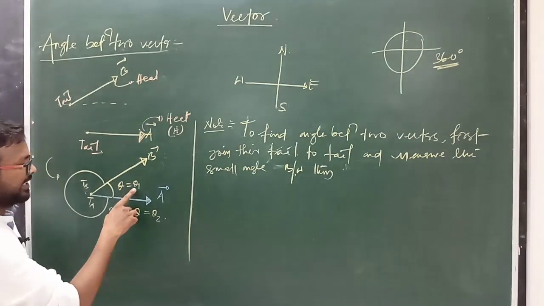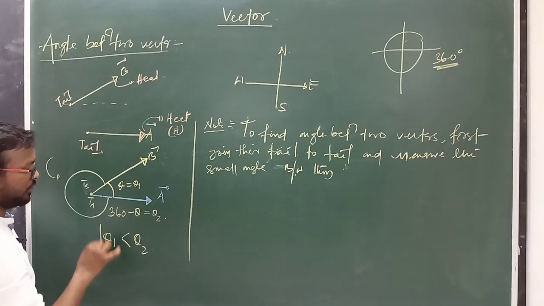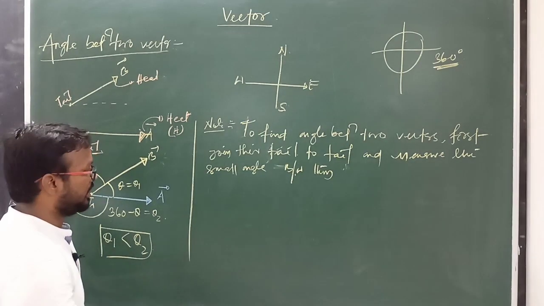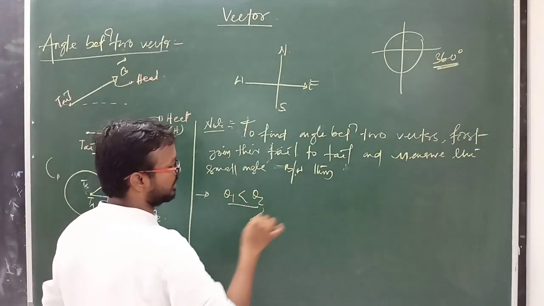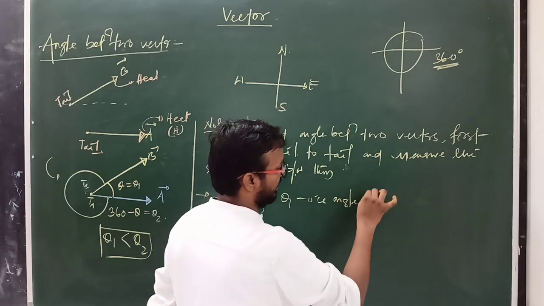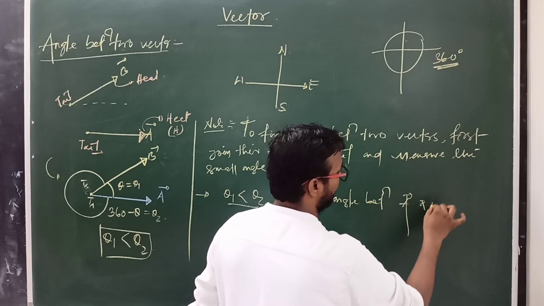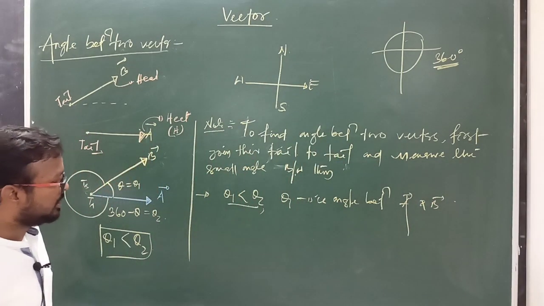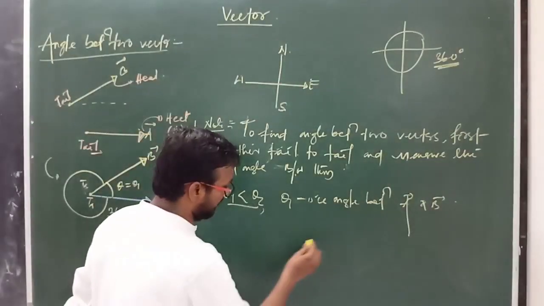So here theta 1 and theta 2. Theta 1 is smaller than theta 2. So which angle is the angle between A vector and B vector? Here the small angle is theta 1, not theta 2. So theta 1 is the angle between two vectors, or A vector and B vector. Clear?